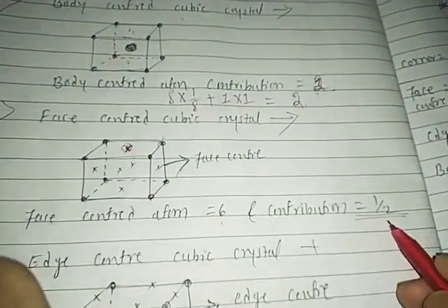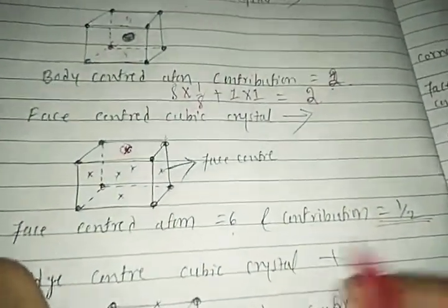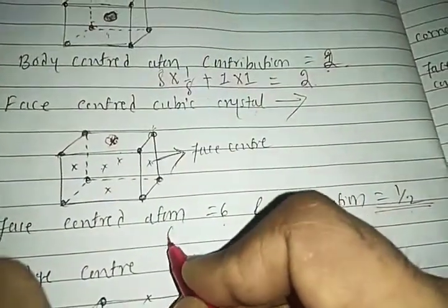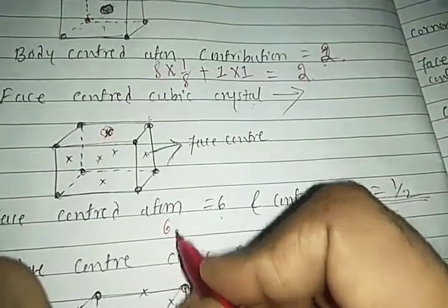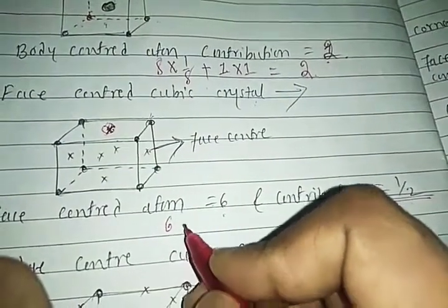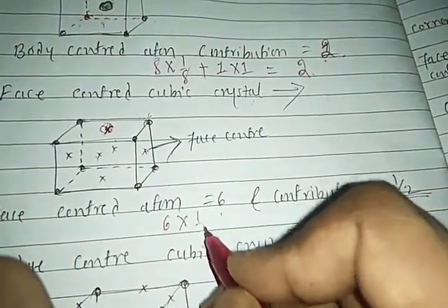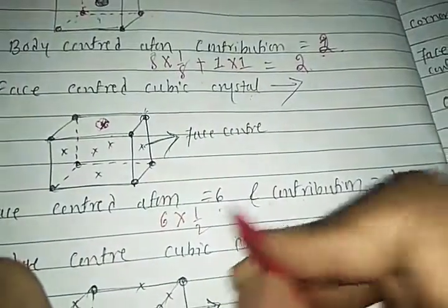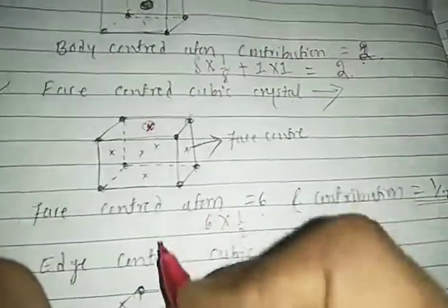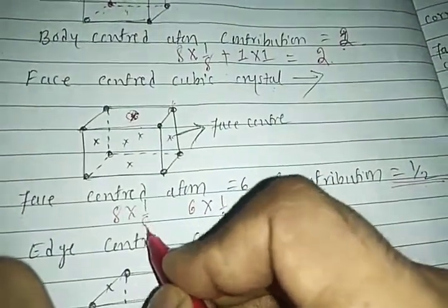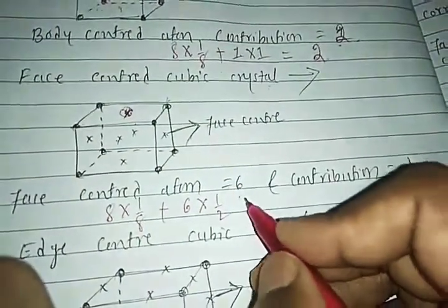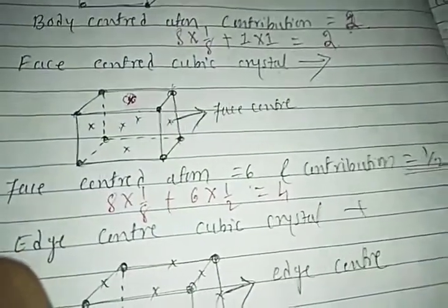So contribution is 1 by 2. Number of face atoms is 6, and the contribution is 1 by 2, that is 3. Right, students? So if you write the total, 8 corner atoms with contribution 1 by 8 plus this, we get our total number of atoms as 4. Face center.